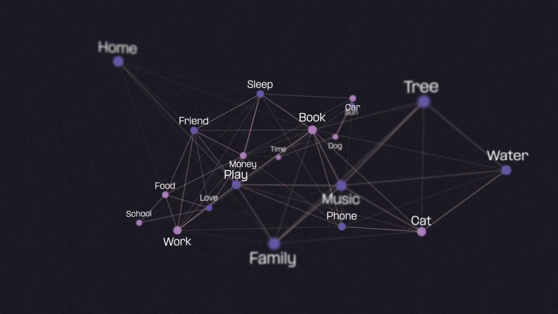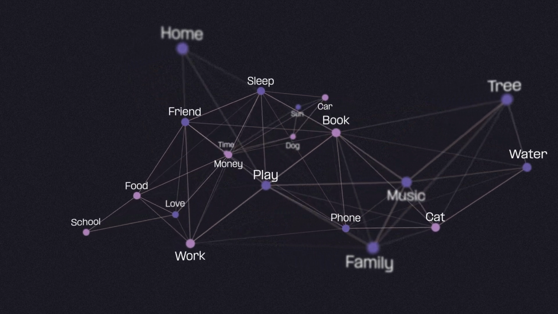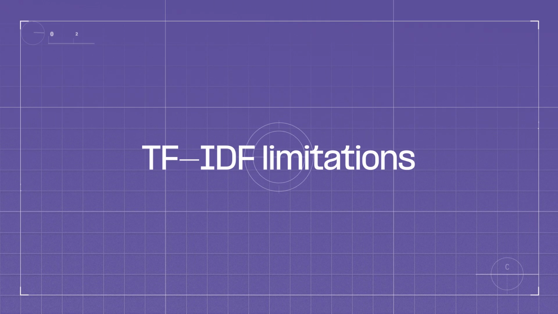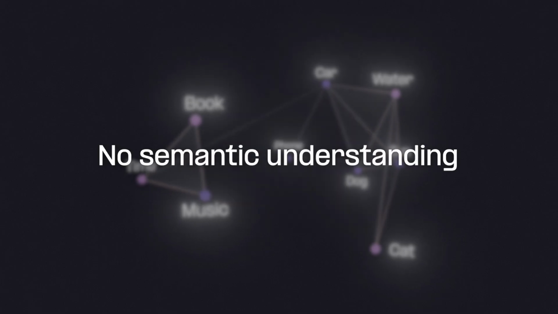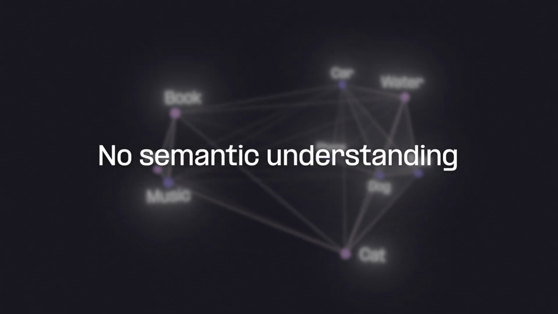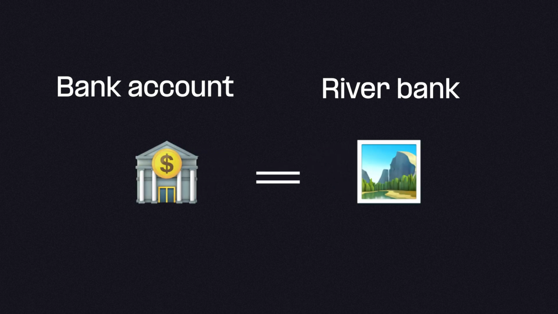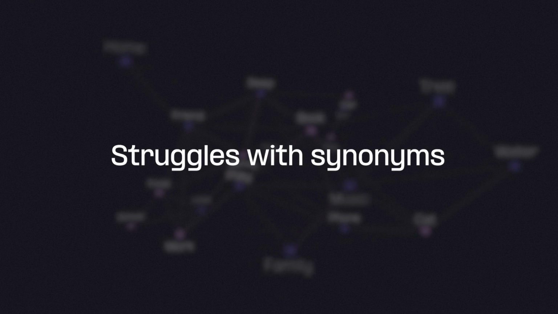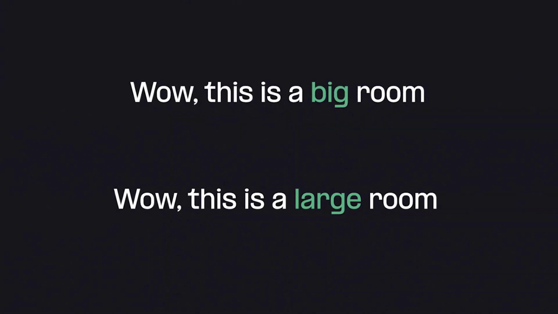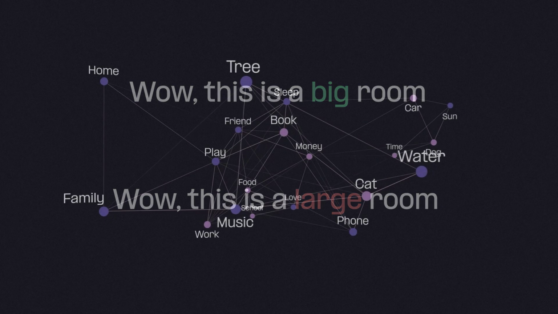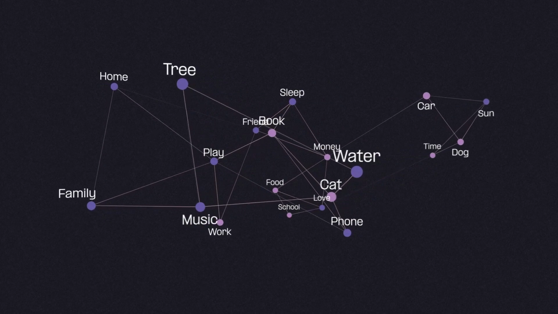While TF-IDF is undoubtedly useful, that's not to say it doesn't have any limitations. TF-IDF lacks semantic understanding. For example, bank and bank account and riverbank are seen as identical even though we know that they're quite different. Similarly, TF-IDF struggles with synonyms. Big and large might mean the same thing to us, but to TF-IDF, they're as different as apples and oranges. This can lead to misconnections between similar concepts.